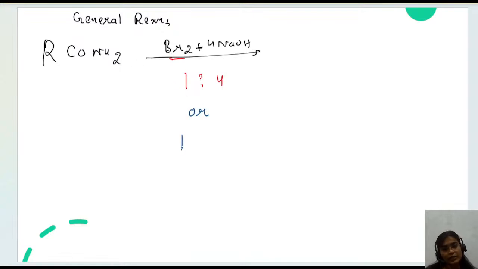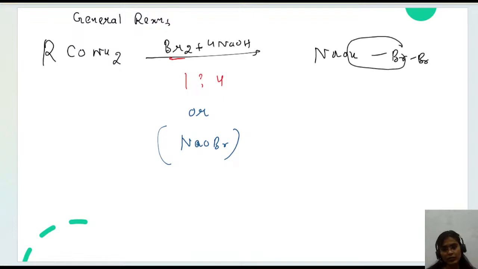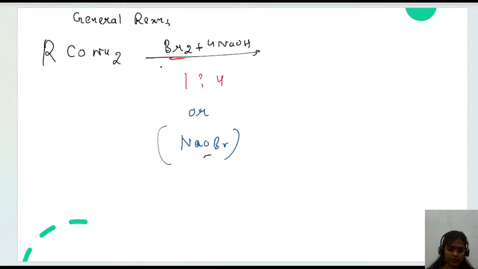Sometimes you may end up with this form. We discussed already that when bromine and NaOH are there, one part combines with bromine to give NaBr, and one gives NaOBr. If it is written as NaOBr, that is also okay, since it directly or indirectly tells us that bromine is combined with NaOH. Then we get RNH2, the primary amine.